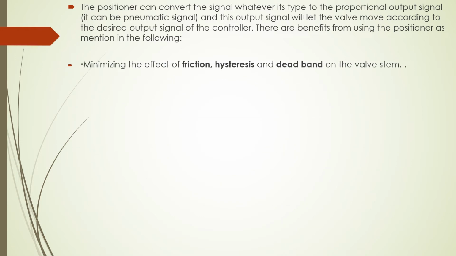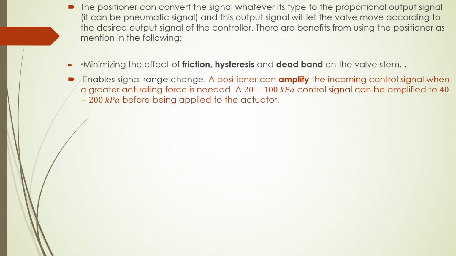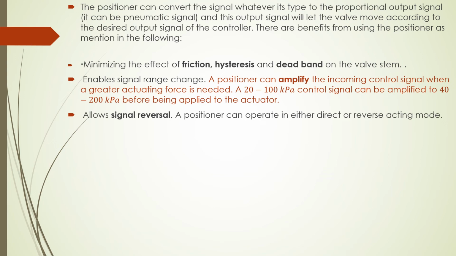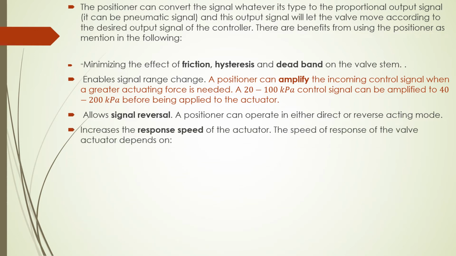First, minimize the effect of friction, hysteresis and deadband of the valve stem. Enable signal range change. A positioner can amplify the incoming control signal when a greater actuating force is needed. For example, the incoming signal is 20 to 100 kilopascal. We can amplify it to 40 to 200 kilopascal by using the positioner before we apply it to the actuator. Also, it will allow the signal reversal. The positioner can operate in either direct or reverse acting mode. Also, increase the response speed of the actuator.